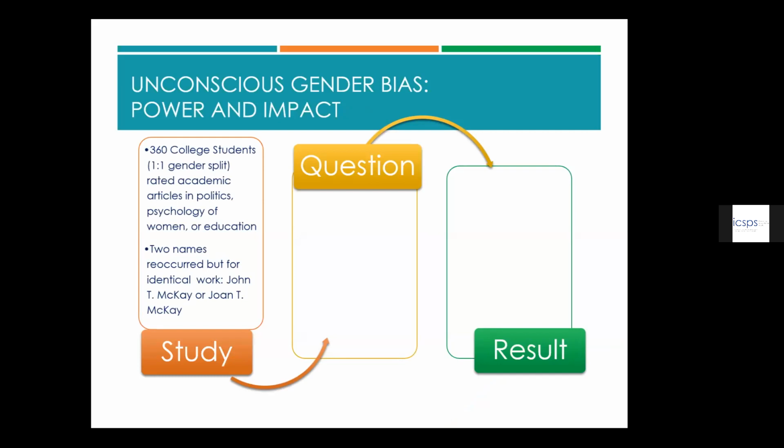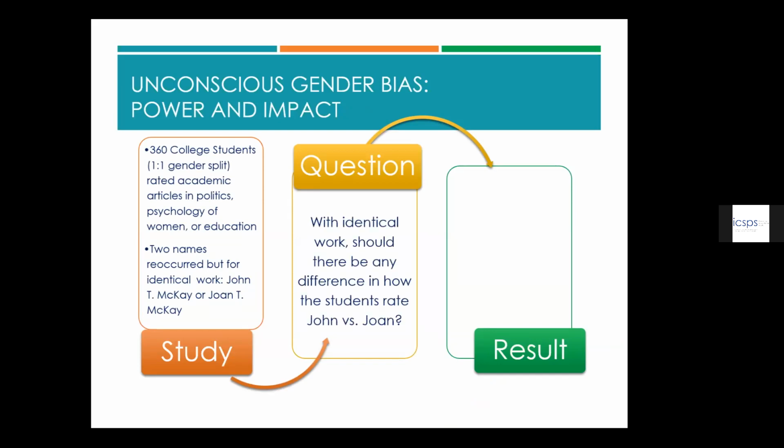So the first click there, 360 college students are looked at, gender split 1-to-1. Okay, so equal numbers of male and female. They rated academic articles in politics, psychology of women, and education. Two names reoccurred but had identical work, John T. McKay and Joan T. McKay. The question is, with identical work, should there be any difference in how the students are rated, John versus Joan?